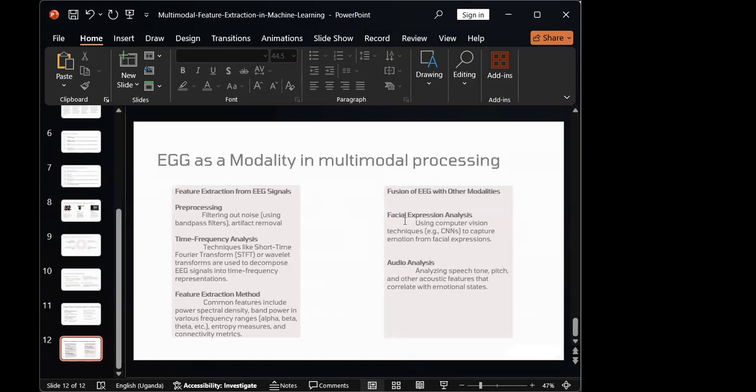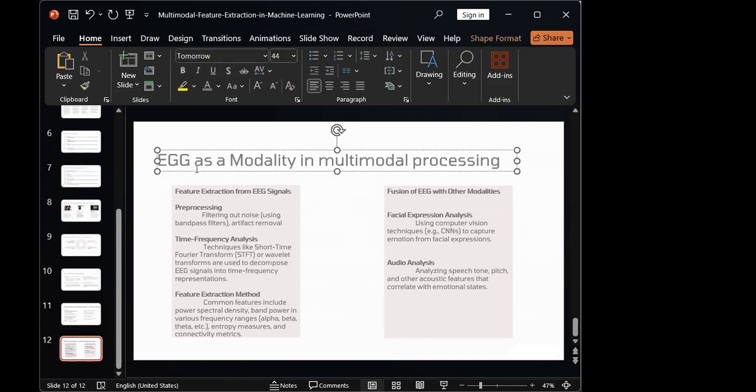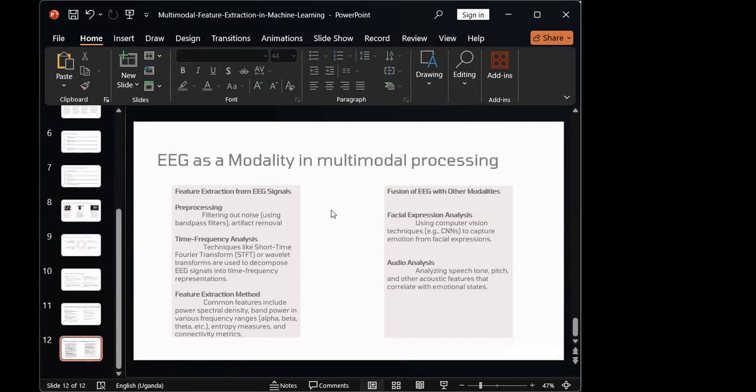Then we have the EEG, electroencephalography.